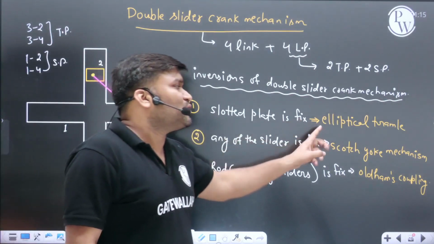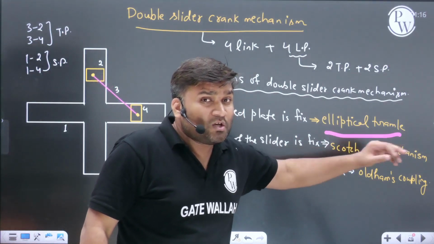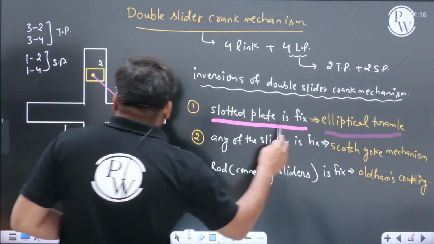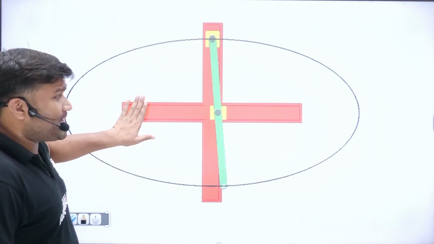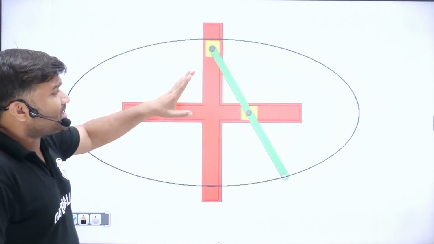Slotted plate को if you are going to fix, you will get elliptical trammel. This is something which is used to draw ellipse. Ellipse को draw करने के लिए slotted plate को fix करेंगे. Let me show you. Slotted plate को if you have fixed, slotted plate is not moving. इसको fix कर रखा है. Other links are going to have motion.